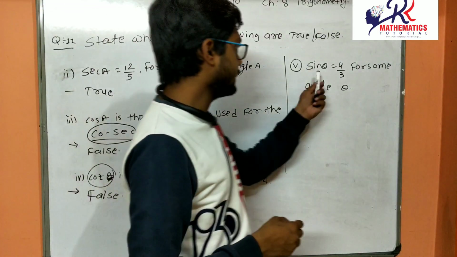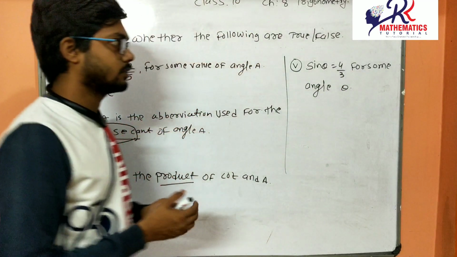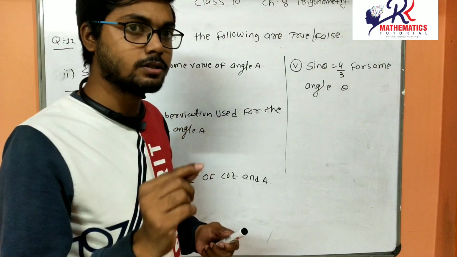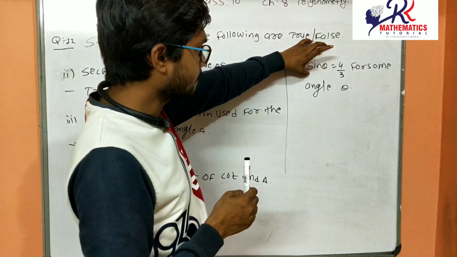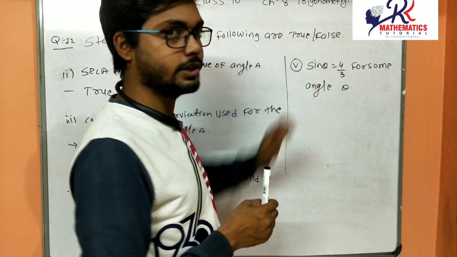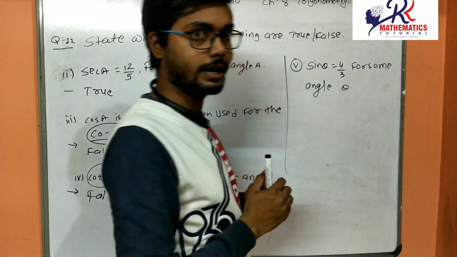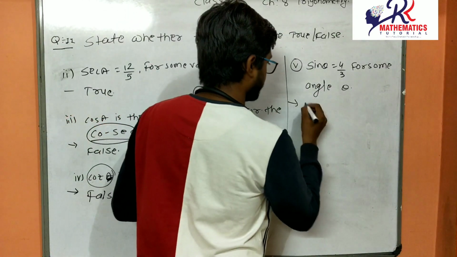Fifth one, sin theta is equal to 4 by 3 for some angle theta. We already saw that the hypotenuse is the longest side. For sin theta, the formula is opposite side upon hypotenuse. Here the hypotenuse is less than the opposite side, which is not possible for a right angle triangle. So the statement is false.